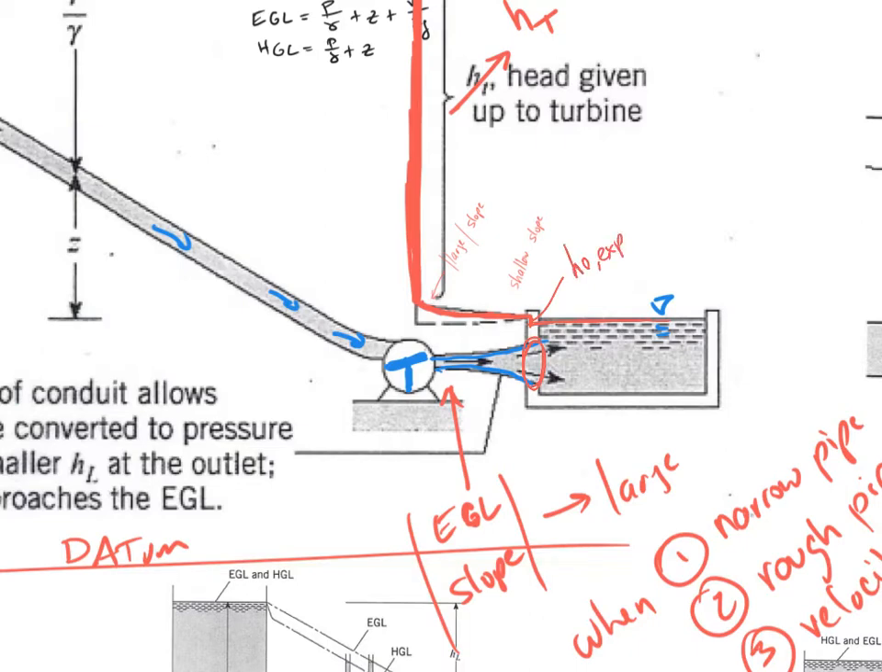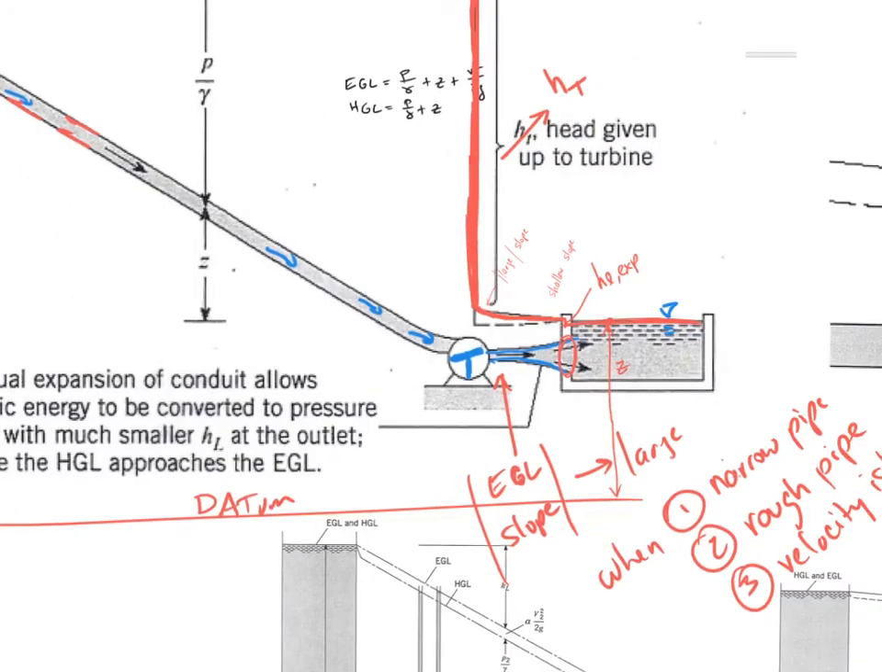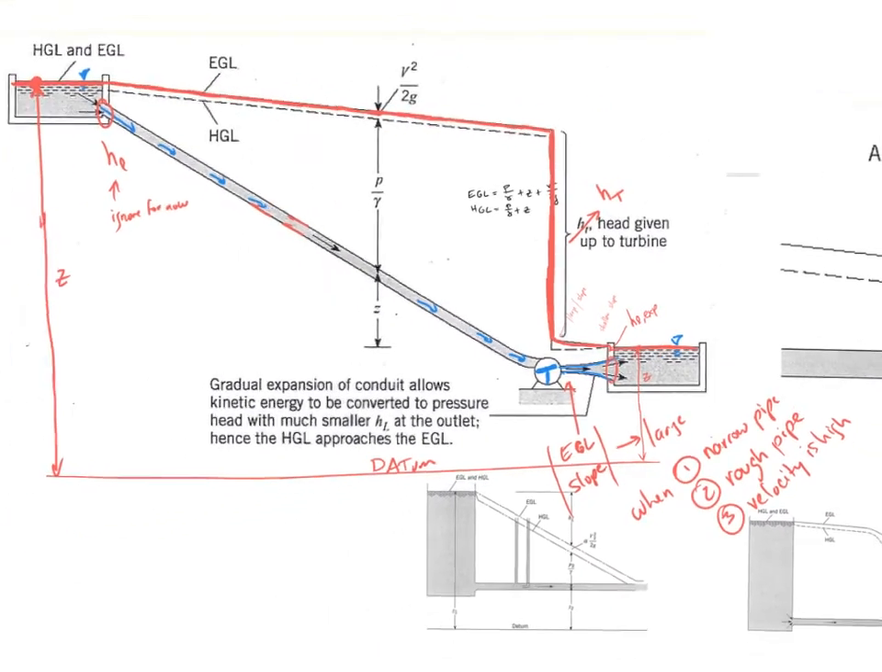Okay. And then all of a sudden, look, it's another reservoir. And just like the reservoir at the beginning, the only energy we have is this, Z. Because if I look right here, I don't have a P on gamma and I don't have any velocity, because once we get into here, it's really large, so we don't have any velocities. Okay? So that's the first EGL.